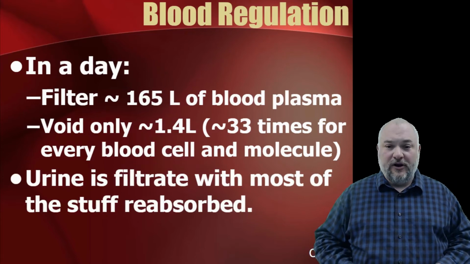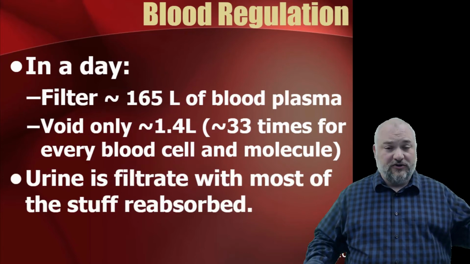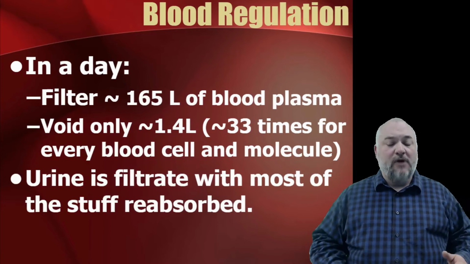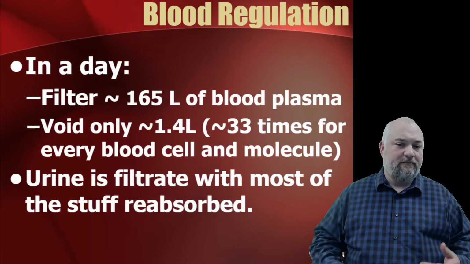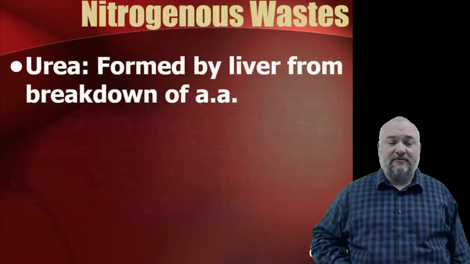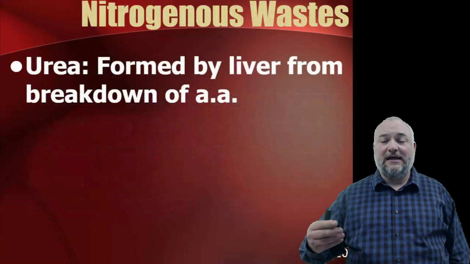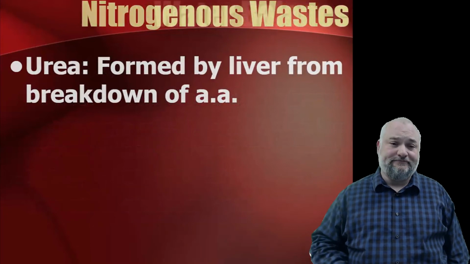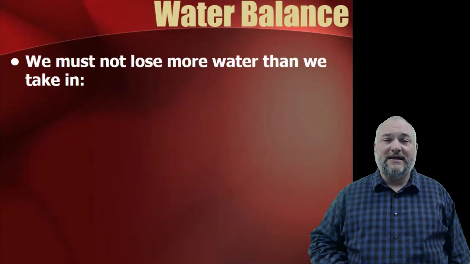Okay, and urine is filtrate. Stuff that was pushed out in the glomerulus, with most of the good stuff reabsorbed. Urine is full of nitrogenous waste, which is urea, which is formed in the liver from the breakdown of amino acids. Okay. How do we maintain water balance?